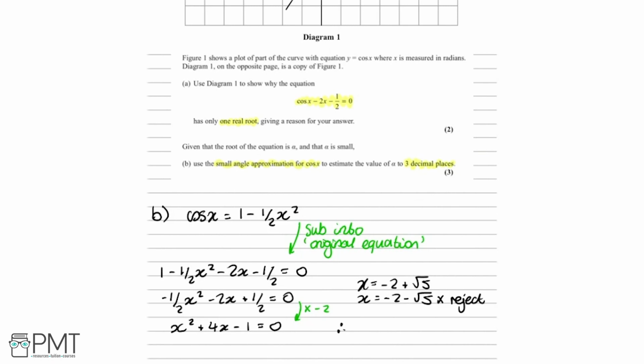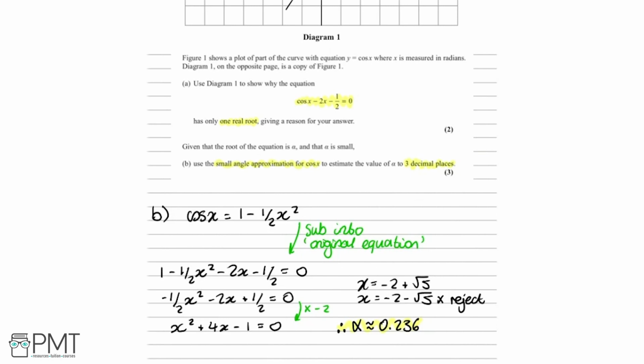Therefore, the root, or as it's called in the question, alpha, is approximately equal to, and remember it says 3 decimal places, so again using our calculator, we can see that it's approximately equal to 0.236 to 3 decimal places. And that's the answer to the question.